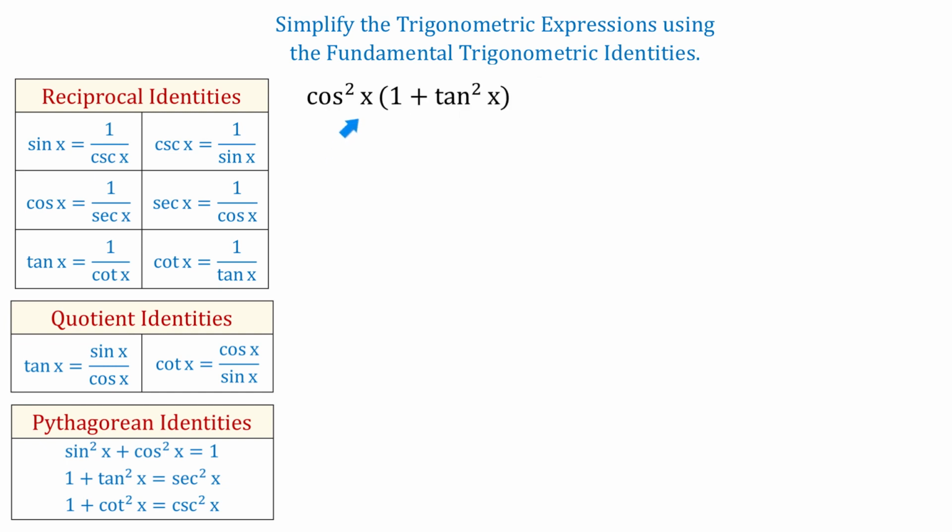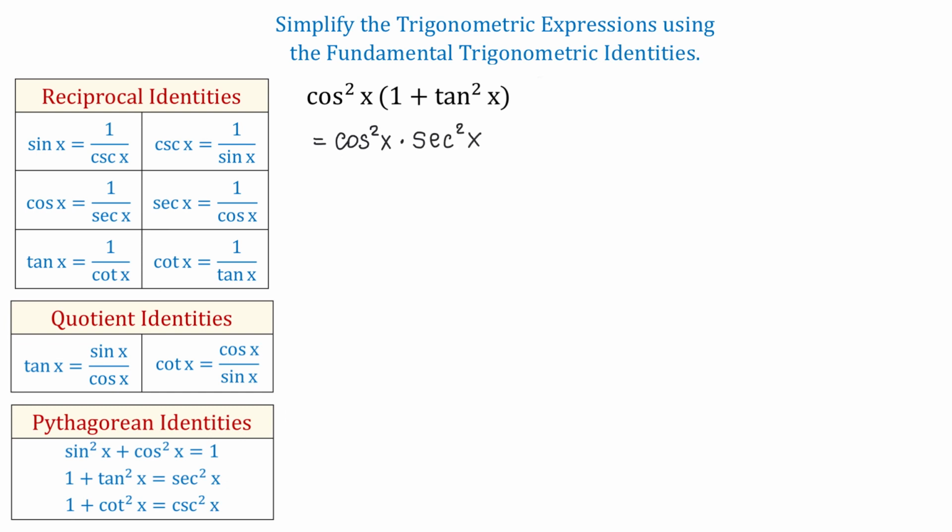This is cosine squared of x multiplied by 1 plus tangent squared of x. To simplify this expression, notice that inside the parentheses, we can use the Pythagorean identities and replace 1 plus tangent squared of x with secant squared of x. Then we will have cosine squared of x times secant squared of x.